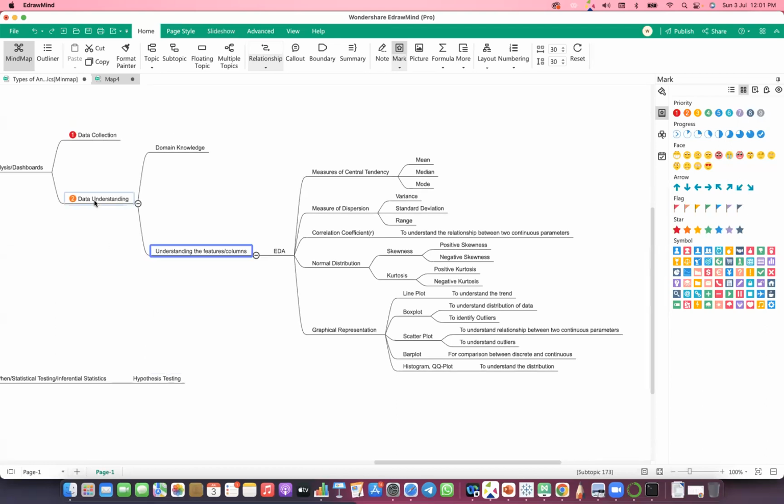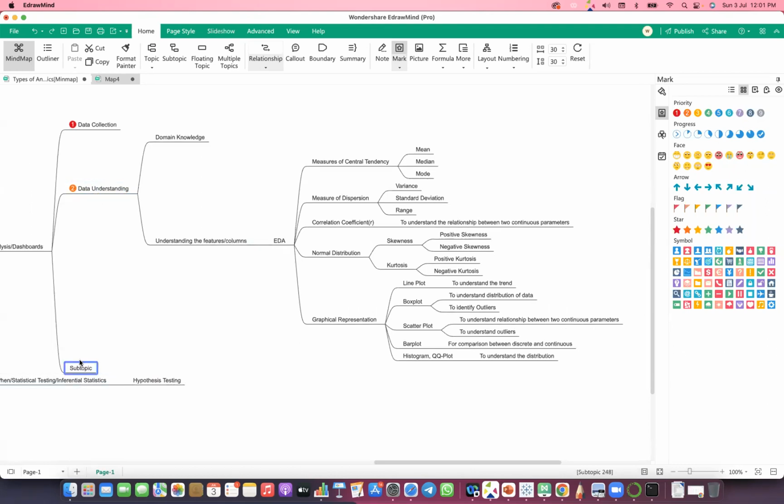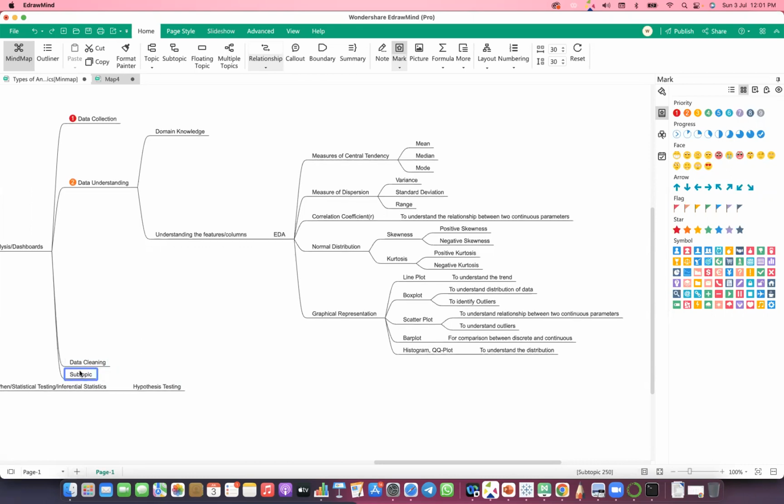After having a very good data understanding, then you try to perform what? Data cleaning. So after having data cleaning, now you are able to understand the data, you are able to clean the data. Then after cleaning, what do you do? Then you perform analysis or pattern understanding. Is it right? So then you go with analysis or pattern understanding.